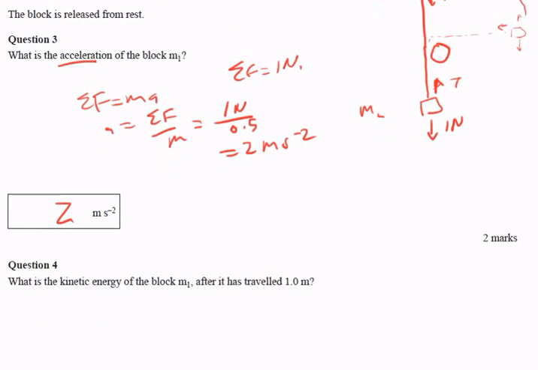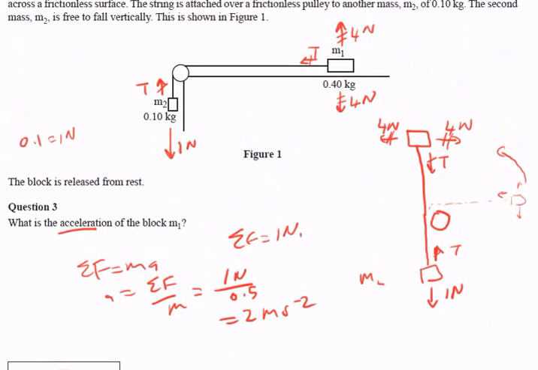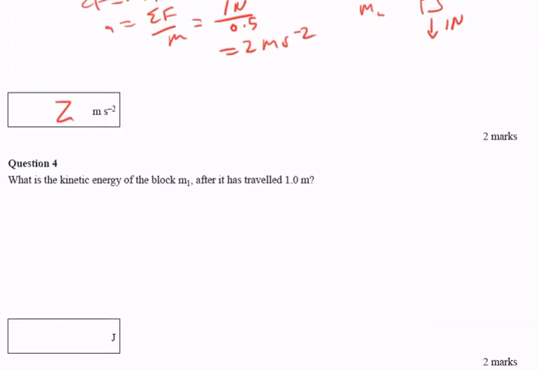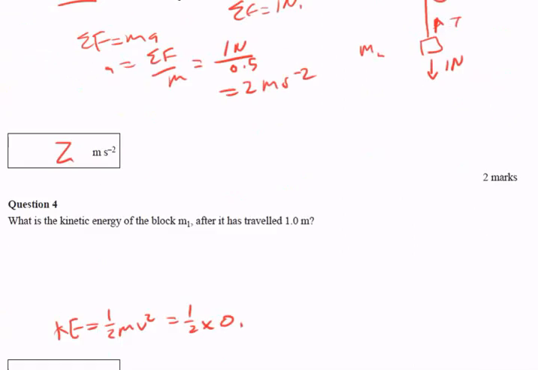Alright, what's the kinetic energy of the block M1, this block here, after it's travelled 1 meter? Okay, well, kinetic energy is equal to a half mv squared. We've got the mass. The mass is what are we looking at? M1. M1 is 0.4.